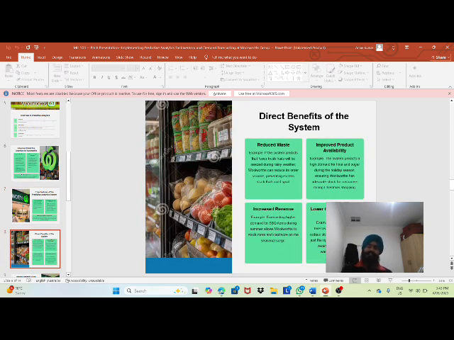So the next is the direct benefits of the system. The predictive analytics is really beneficial for the direct benefit of the system. How is it going to be effective and useful for the company? It also helps the company to reduce waste.